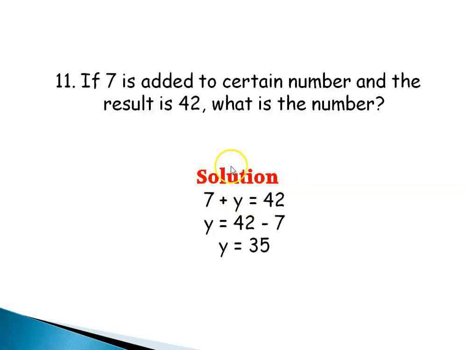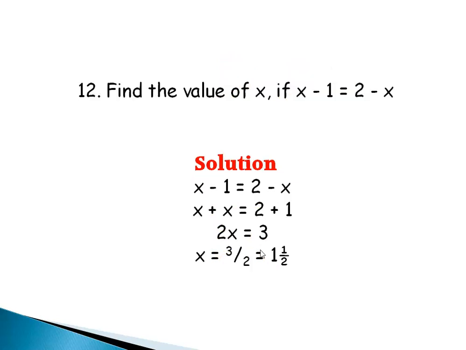Alright, I'm going to bring my 7 to this side, and that makes it minus 7. y is equal to 42 minus 7. 42 minus 7 is 35. So y is 35. That certain number is 35. Is that taken? Very good.